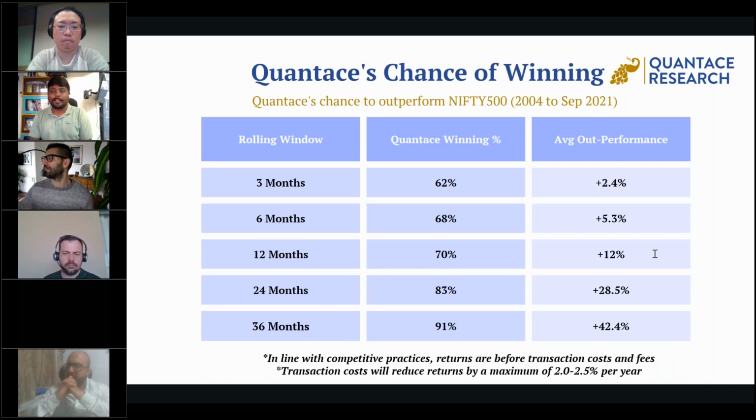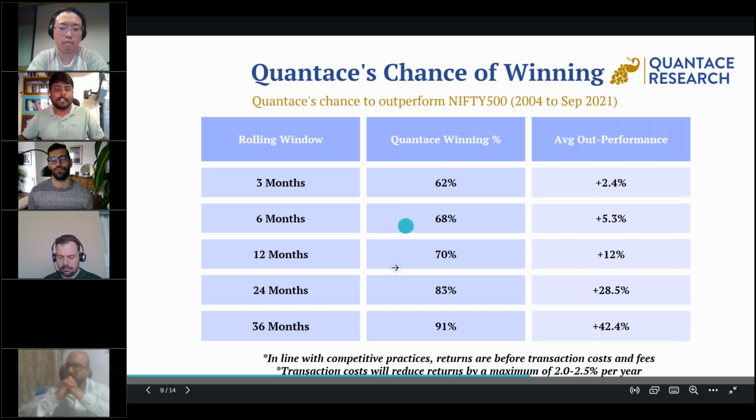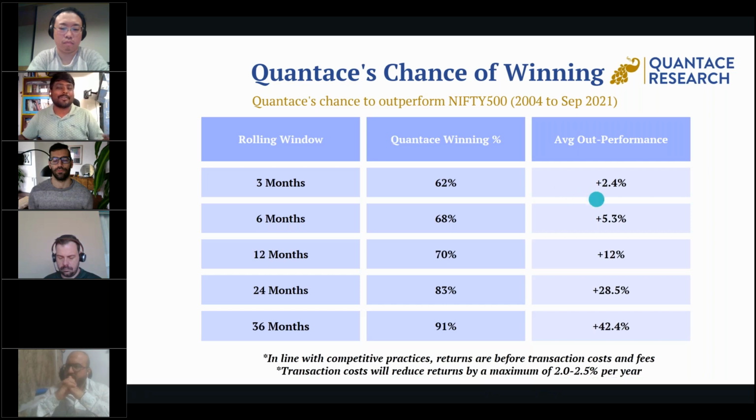There are a lot of numerical ratios out there which people tend to use. But we are very clear about our objective. Our objective is to outperform the benchmark. And what we have done is, right from 2004 up to September 2021, we have created rolling windows ranging from 3 months to 36 months. And we were able to increase our ability of winning from 62% right up to 91%. And our average alpha which we added over the benchmark ranges from 0.25% right up to 42%.